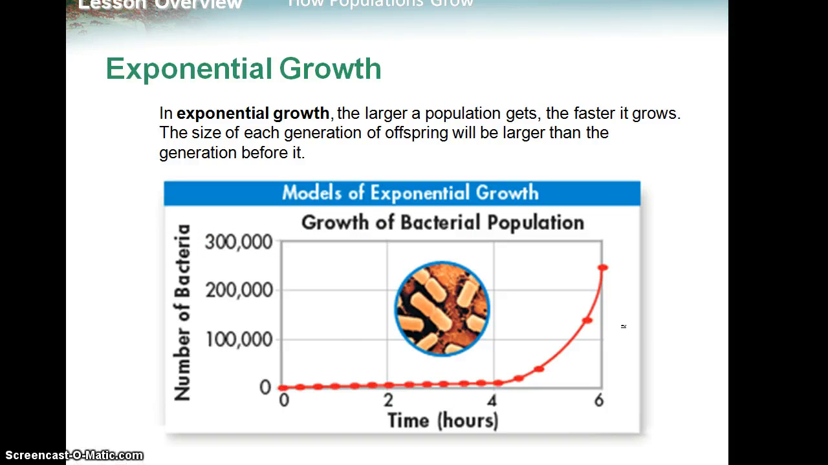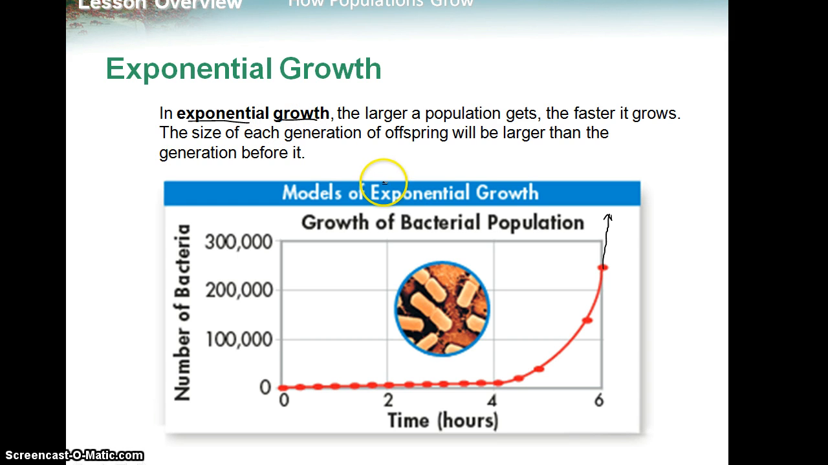We have 2 different types of growth, exponential growth and logistic growth. With exponential growth, the larger the population gets, the faster it's going to grow. And so if we look at this bacteria, we start off with 1, and the larger that population gets, the quicker that population increases in size. And if we were to continue this graph on an upward trend, it almost goes straight up. And this J curve is indicative of exponential growth.